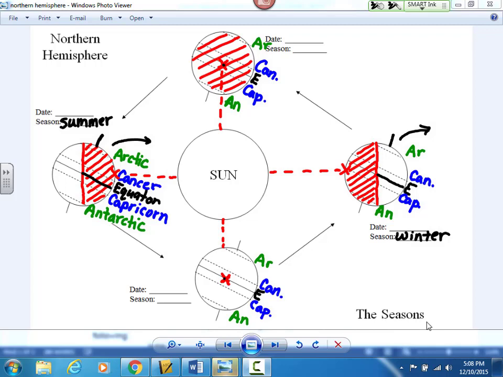Which one is which? Look at the way the arrows go. When you have summer and you are going to winter, what season falls in between? Fall. So this is fall down here. And then same thing for the top. When you are at winter and you're going to summer, the season that would be in between would be spring.